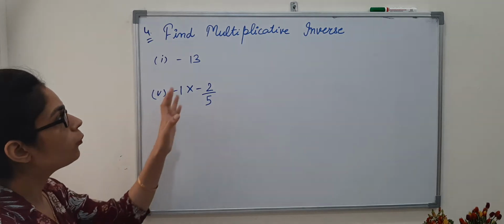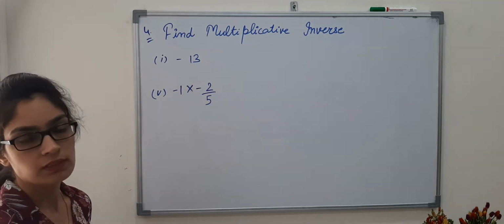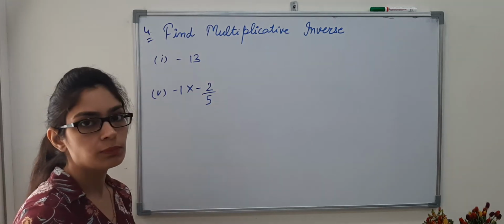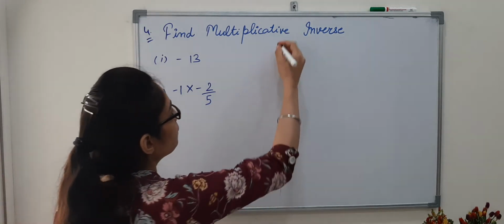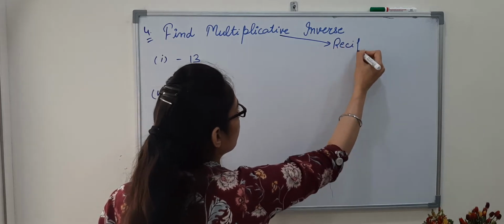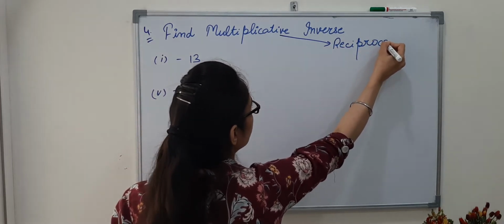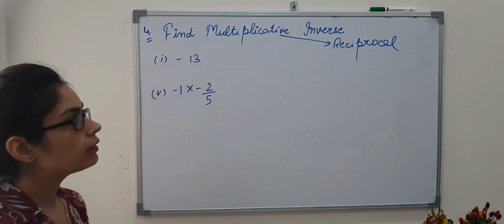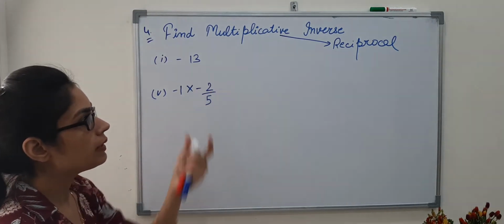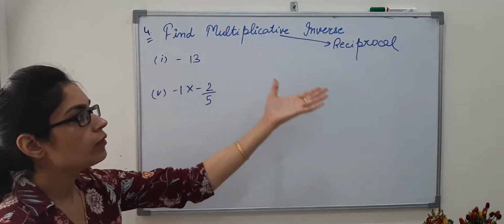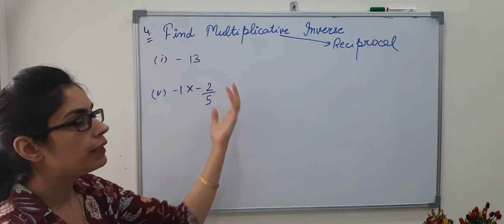Fourth question is find multiplicative inverse. We have learnt in properties that multiplicative inverse means reciprocal of a number. Reciprocal is another name of multiplicative inverse. If any one of the terms is mentioned to you, just make sure both are the same. Multiplicative inverse is reciprocal. Reciprocal is multiplicative inverse.